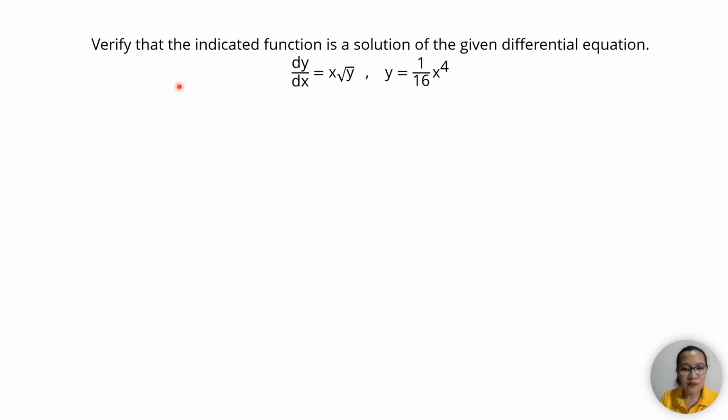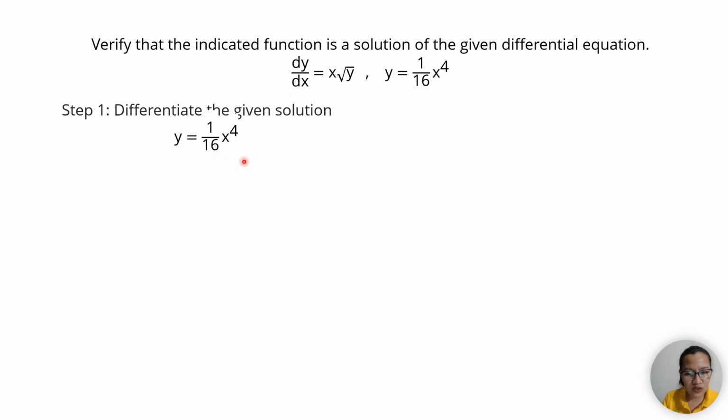Okay, another example. We are supposed to prove that the relation dy/dx equals x square root of y, and that's our differential equation, and our solution is y equals 1 over 16 x to the power of 4. So we only have dy/dx. We are supposed to differentiate the given solution once. Our given solution is this one. And differentiating, we get 1 over 16 times the quantity of 4x cubed. And when we simplify that, we get 1/4 x cubed.